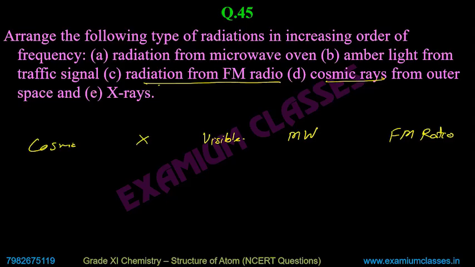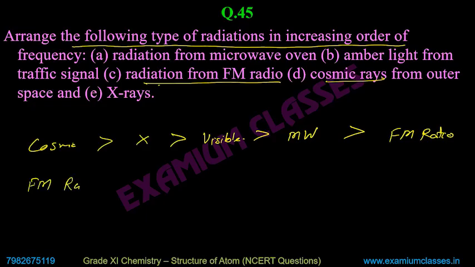Now, on many sites and books it is written "arrange in increasing order," but they still write it in this order, which is correct in terms of the symbols, but it is actually decreasing order, not increasing order. Cosmic rays frequency will be greater than X-rays, greater than visible region, which is amber light. But you should write it like this because FM radio has the minimum frequency.